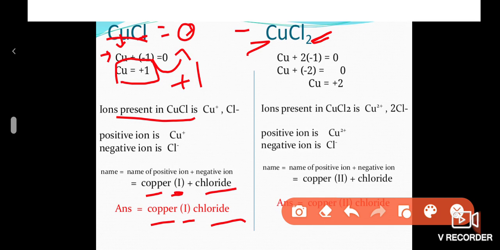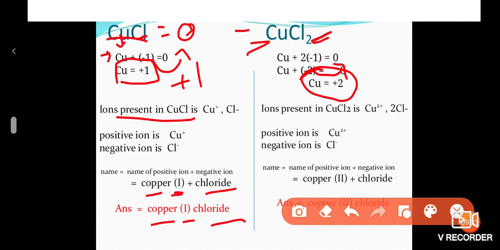And next, we multiply the charge with the number, we get -2. Now we move that -2 to after the equal sign. What do we get? Cu plus 2. Here, what is the valency of Cu? Here, the valency of Cu is +2. Okay.